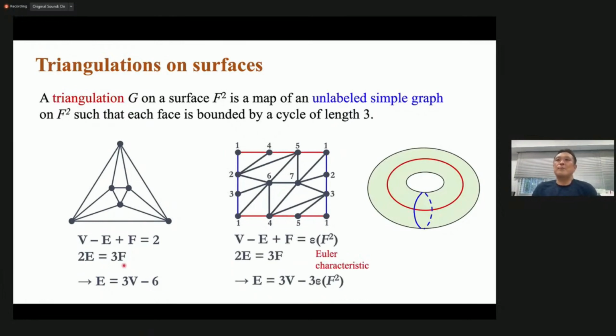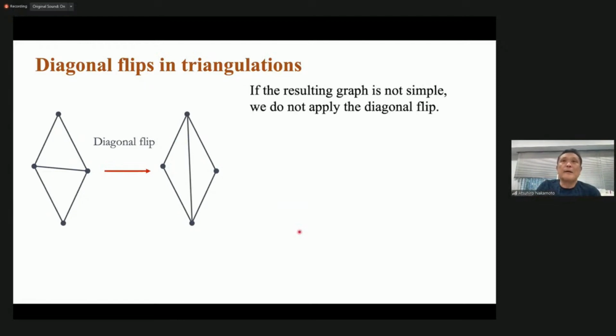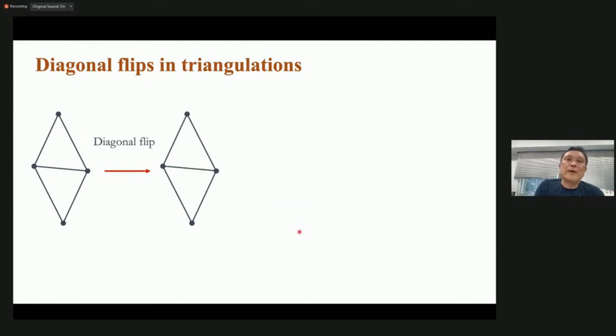For the torus, we have a similar fact, but in today's talk we concentrate only on triangulations on the sphere, so we omit the details for the torus. So I'd like to introduce an elementary operation for triangulations called a diagonal flip. A diagonal flip is to switch the diagonal, to move it to another diagonal like this.